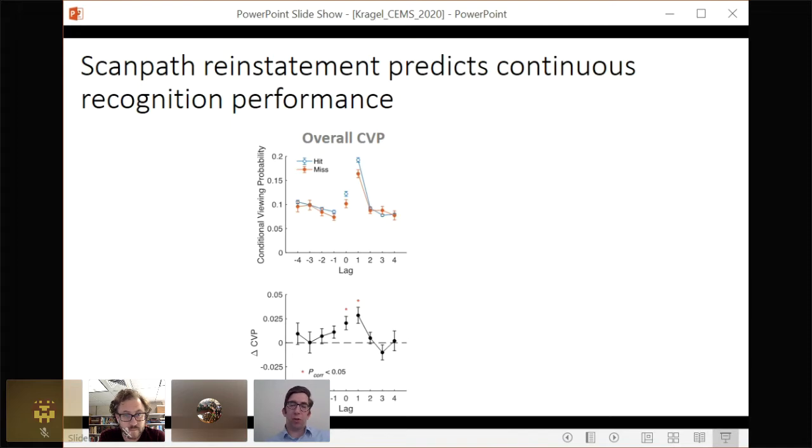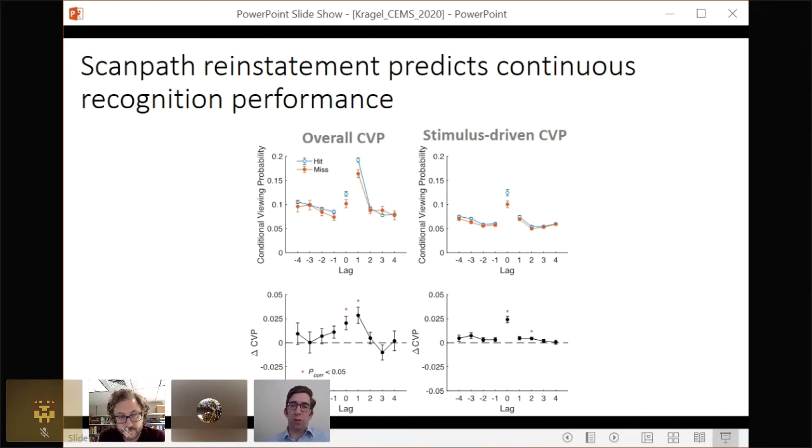So how much of this is actually due to memory? How much of it might just be due to low-level stimulus properties? And so this is showing you the stimulus-driven conditional viewing probability curve. So how consistent are these behaviors across subjects if there's no memory going on? It looks like some of the repetition effect is due to that effect, but it doesn't really explain the reinstatement that we're seeing for +1 lag. So this is really just an indication, kind of confirming that prediction that we would see reinstatement of temporal sequences during scene recognition based on the eye movement behavior, and it's related to memory processing.